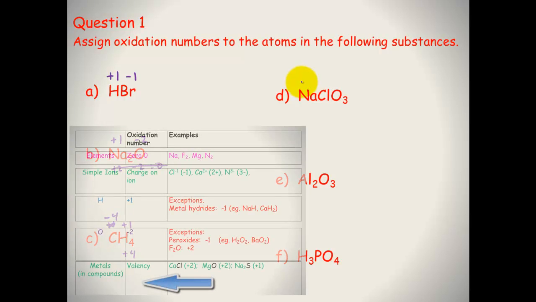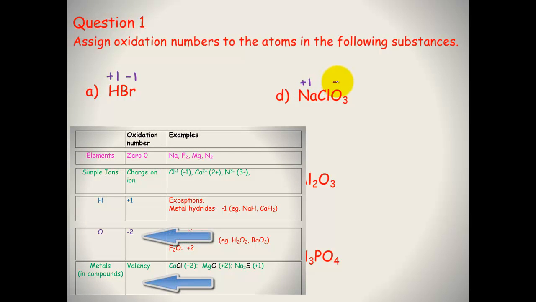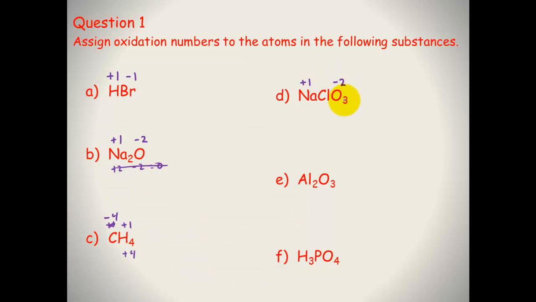Sodium's in a compound, so it needs to have an oxidation number of +1. Oxygen always has -2. -2 times 3 is -6. +1 times 1 is +1. The overall has to equal 0. So that means that chlorine has to be +5. We have +1 plus 5 minus 6 equals 0. So that's fine.